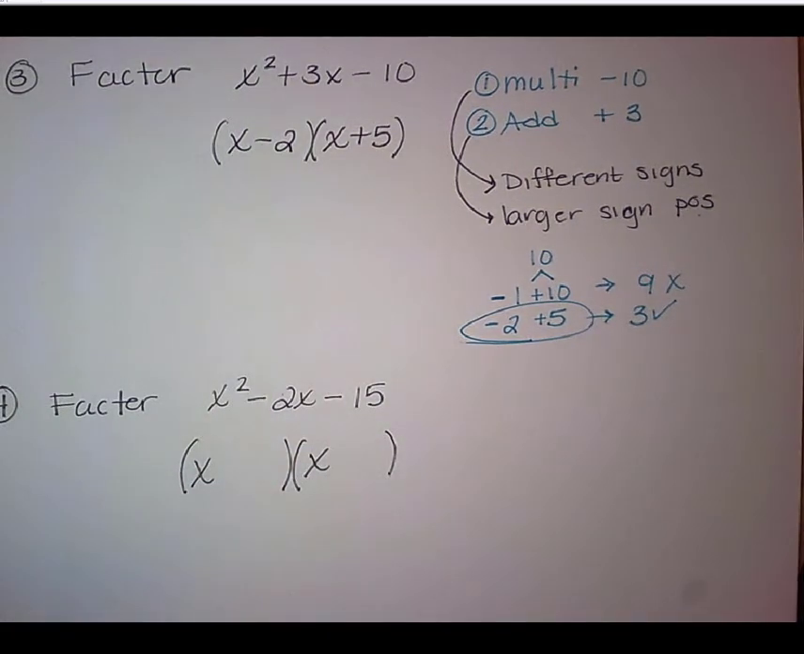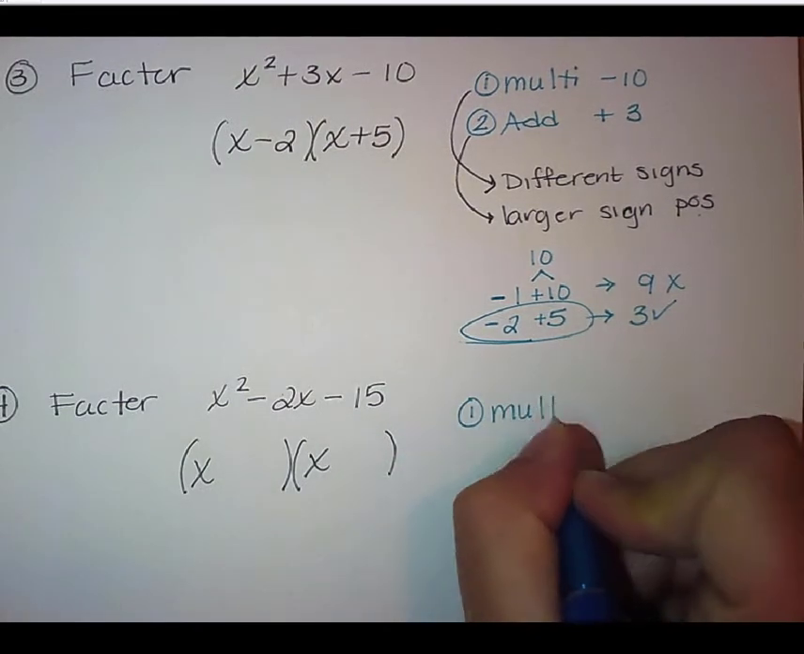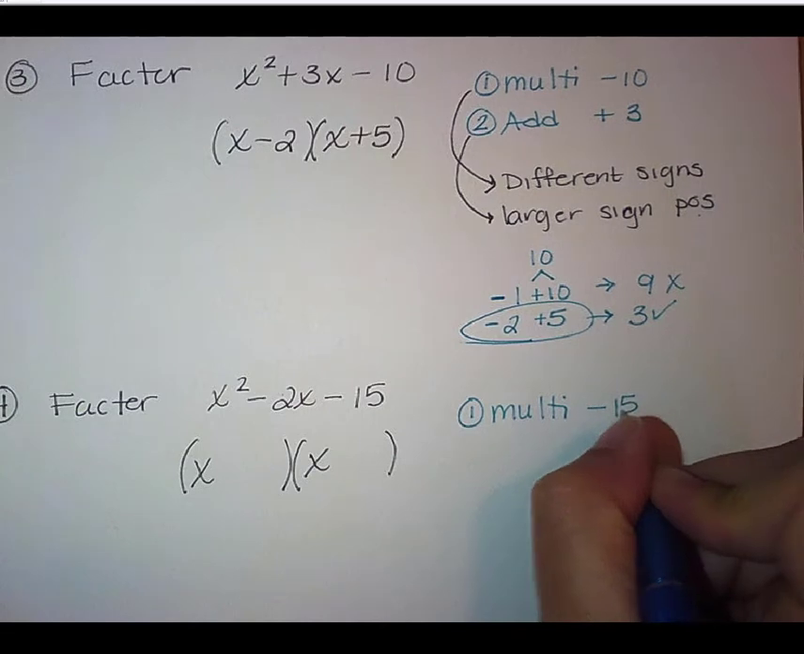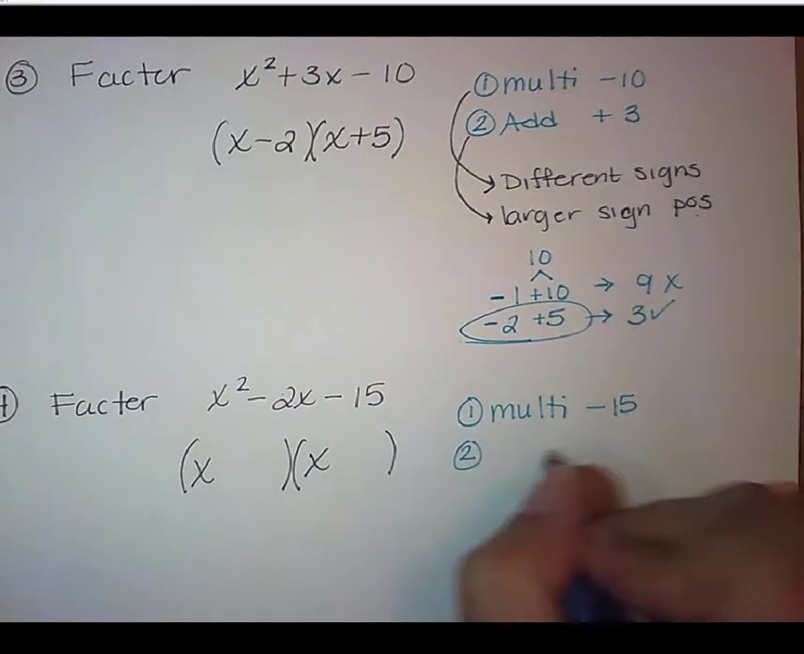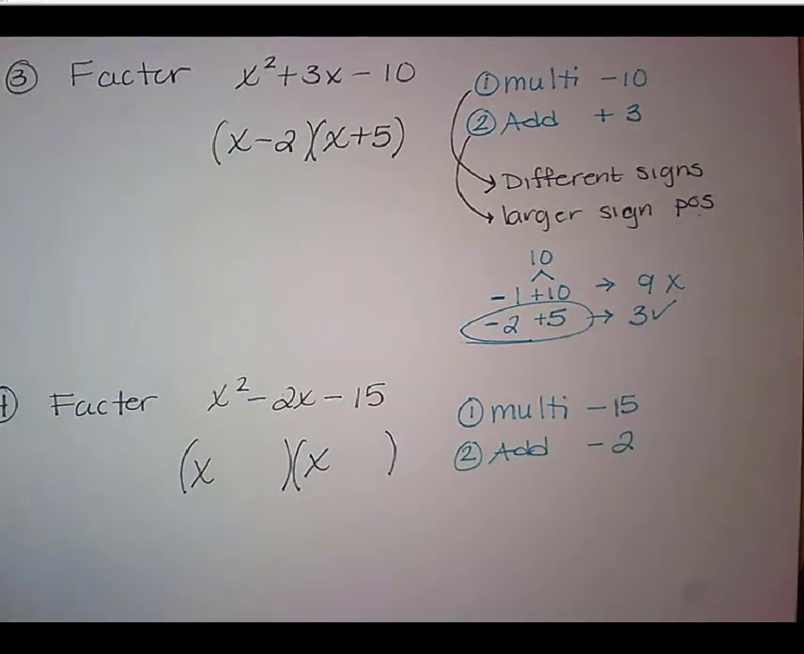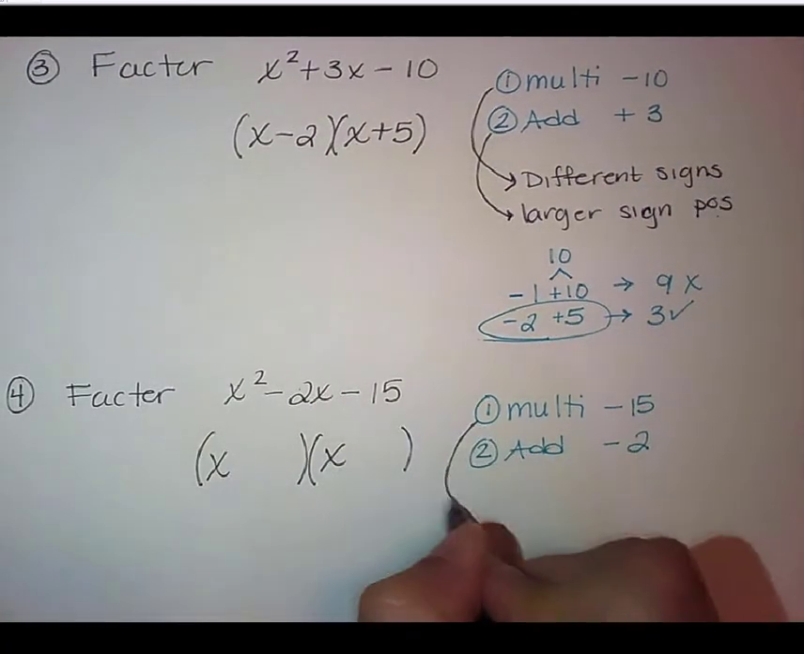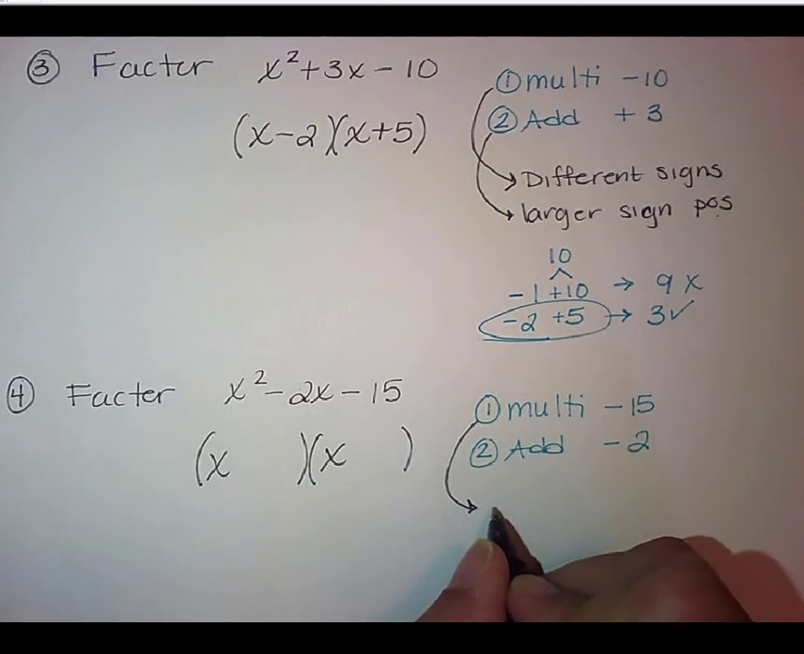Okay, we need to multiply to a negative 15. And the second thing we need to do is add to a negative 2. Now again, think about what we just did on the previous problem. We had that multiplying to negative 10 and we said our signs were different. So since we're multiplying to a negative 15 here, again, we have different signs. One negative, one positive.